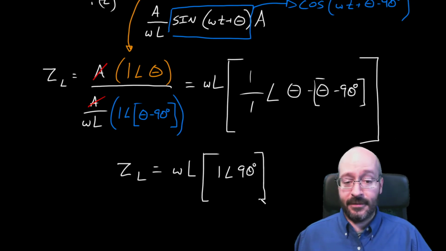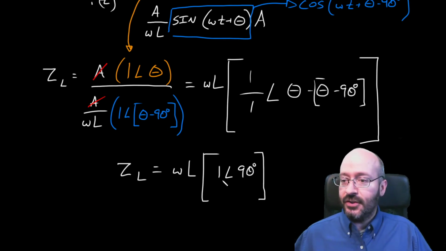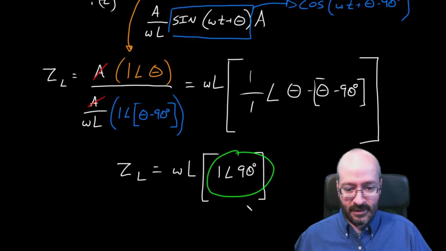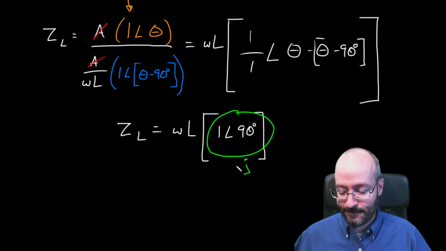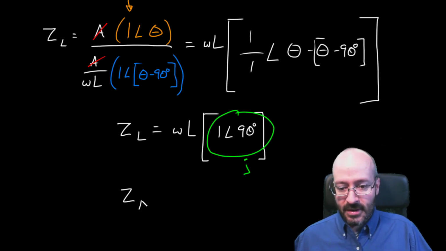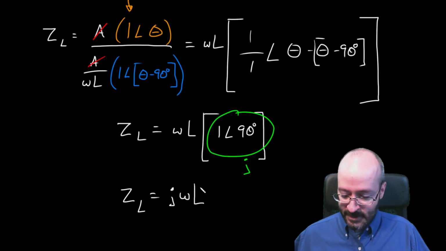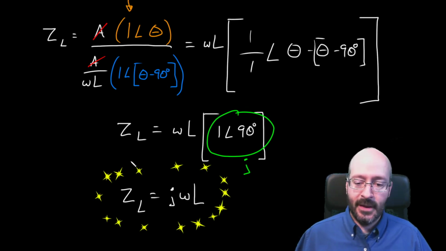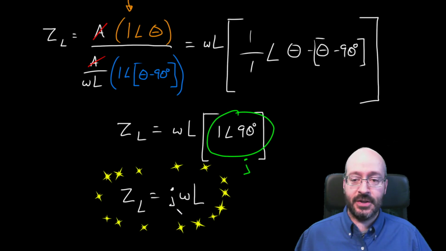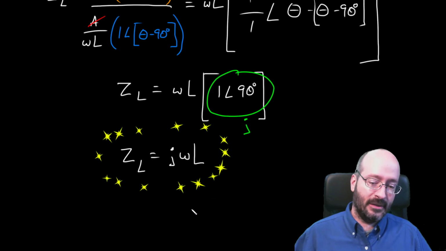From the last video, 1 at an angle of positive 90 is also known as J, right? So this is just J. This is the polar form, this is the rectangular form. So Z over L is equal to, and the way you're going to see this written most of the time is, J omega L. That's the payoff on this one. That's the impedance. We have a complex relationship for the voltage as a phasor and the current as a phasor.